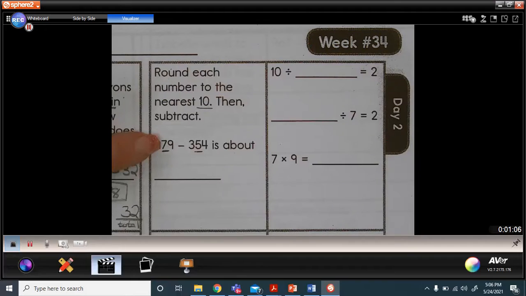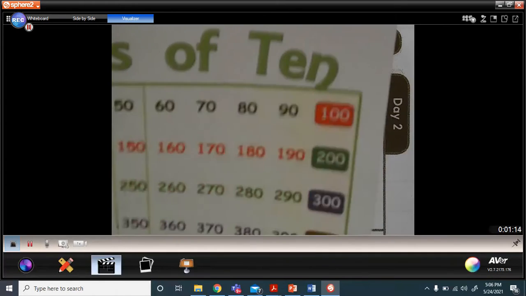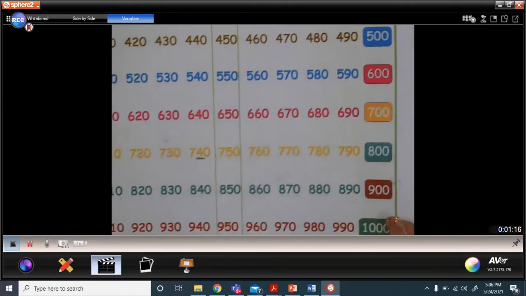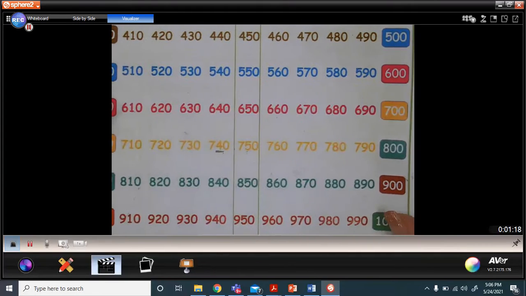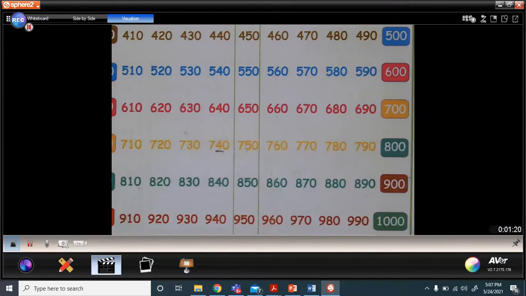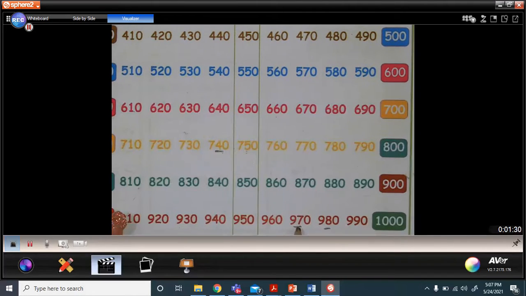Now, when we're rounding to the closest 10, that doesn't mean that we don't have a hundreds place anymore. It just means that all of those tens that are between 900 and 1000 are still there, but we're using them to round to the closest 10. So 979 is going to be between 970 and 980 because the 7 is in the tens place.